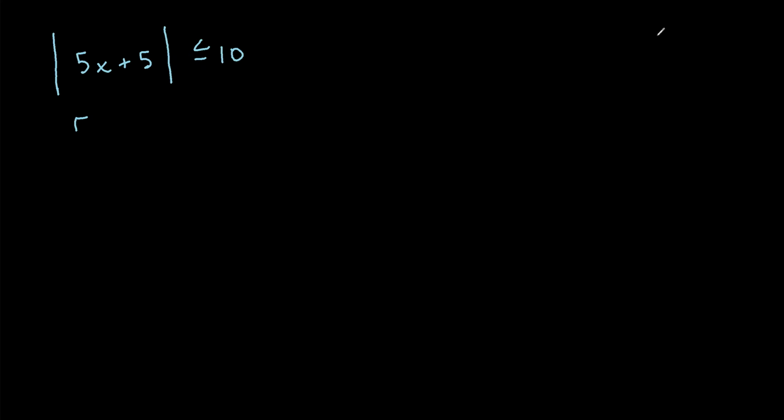So the way that we do that is we'll write 5x plus 5 is less than or equal to 10, and we'll solve for x, and then we'll also write 5x plus 5. We'll write the opposite sign. So instead of less than or equal to 10, we'll say greater than or equal to, and instead of a positive 10, we'll use a negative 10. Okay, so we need to solve for x for each of these expressions.